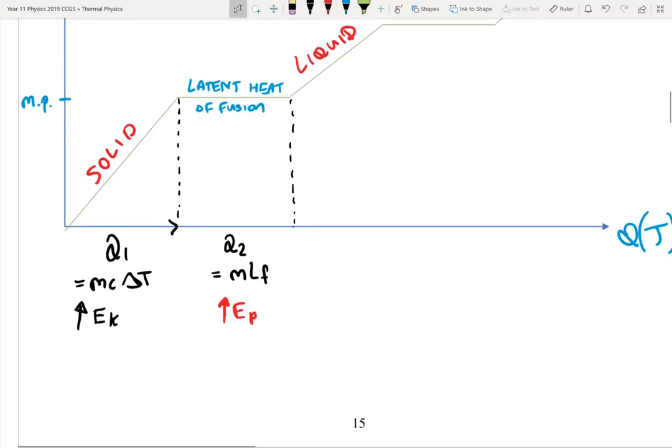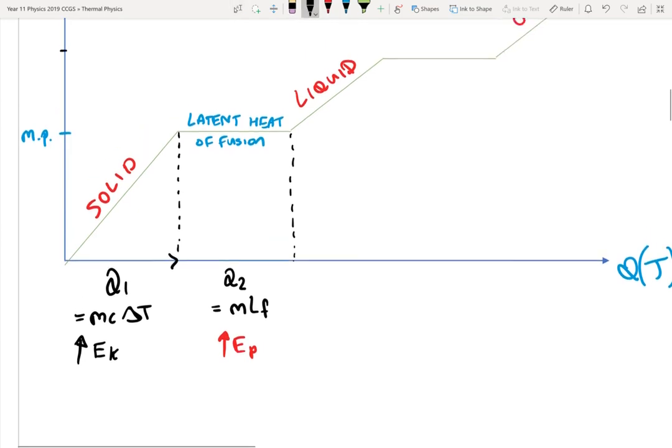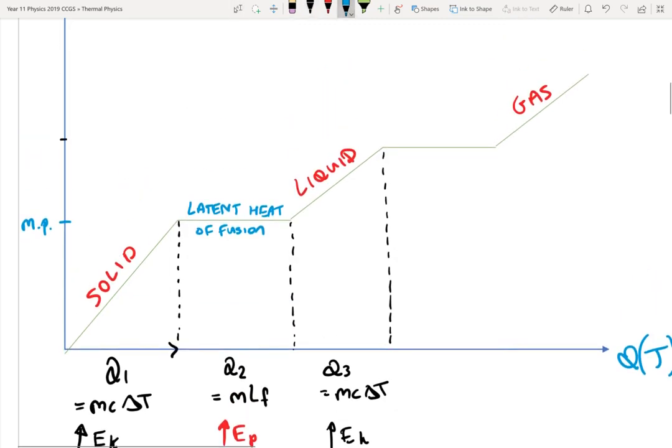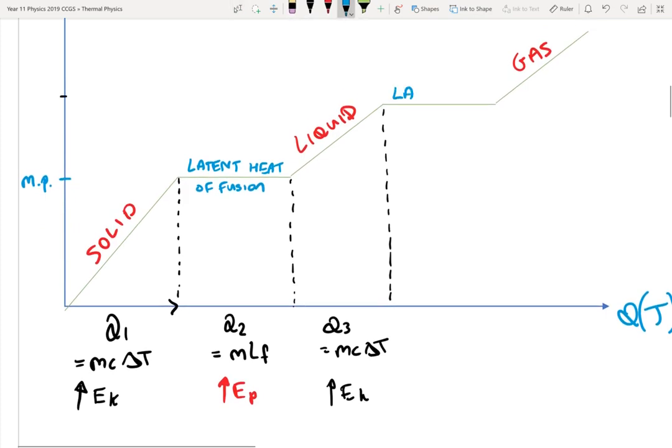Then, once they're all dancing and jiggling in their increased state and position, we go into the liquid state where we've got Q3. Now we're back to an MC delta T. Again, we can figure out how much is needed, and that is going to cause an increase in kinetic energy. We then reach the next phase change, the latent heat of vaporization. And again, this will be different to the fusion.